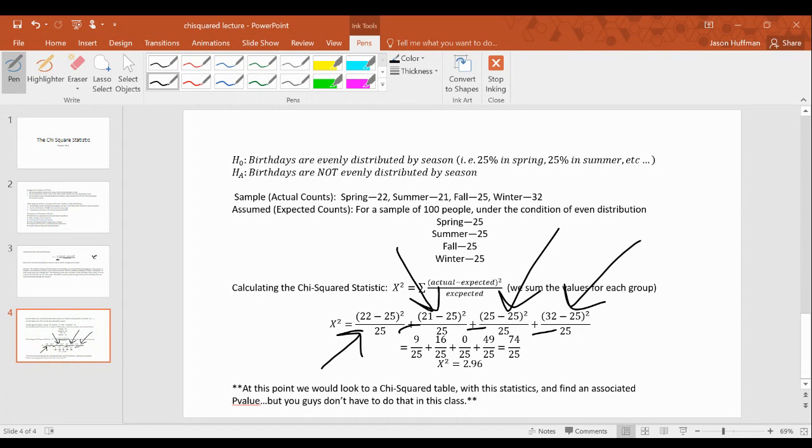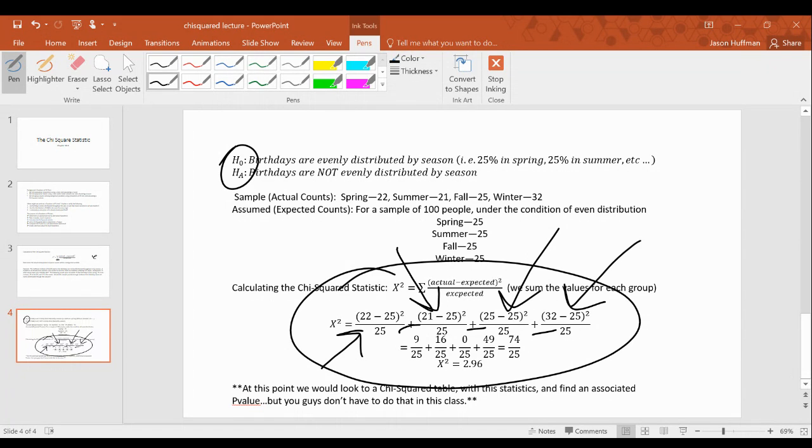We would take that and look in our chi-squared table for a corresponding p-value, and then make a determination on whether the null is true. But just keep in mind that I'm not interested in you running a chi-squared hypothesis test. We only want to know how to calculate the chi-squared statistic. So up to this point is all we are really interested in: being able to identify an actual and expected count, put all of these counts into the chi-squared formula, and calculate that statistic. All right, that's it for chi-squared.